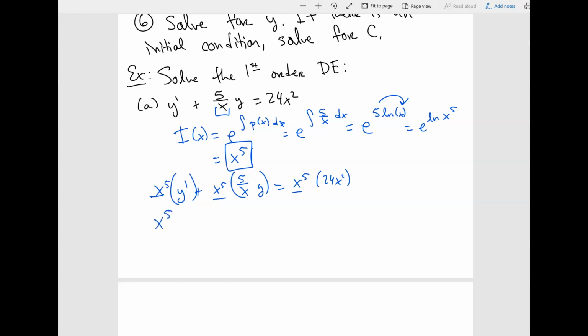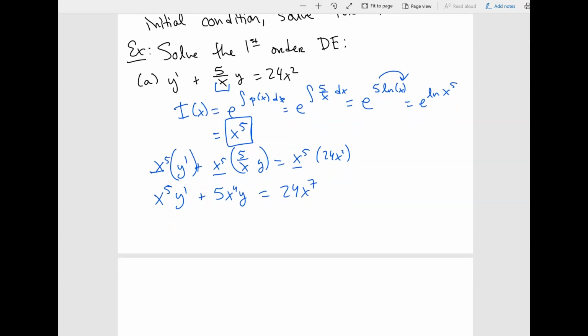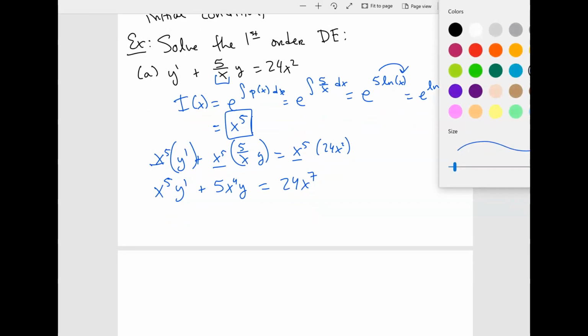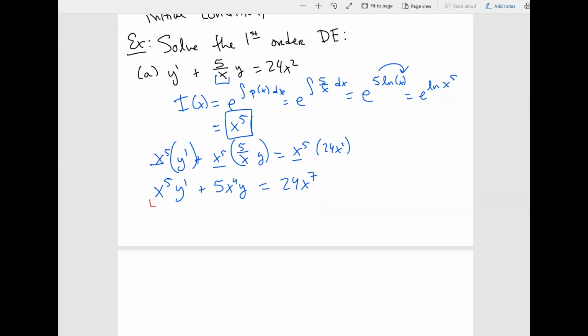So I have x to the 5th y prime plus 5x to the 4th y is equal to 24x to the 7th power. Now that I multiplied by the integration factor x to the 5th, I'm going to reduce this to a reverse product rule. This is just d over dx of the integration factor, x to the 5th, times y. If I take the product rule of this, I just get the top part. The right-hand side is unchanged.